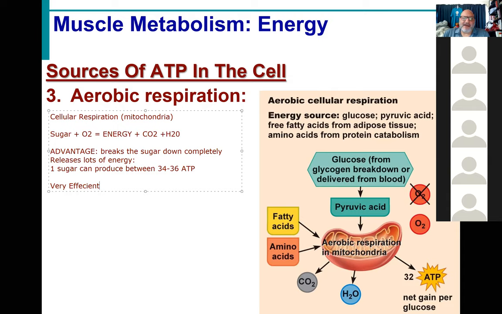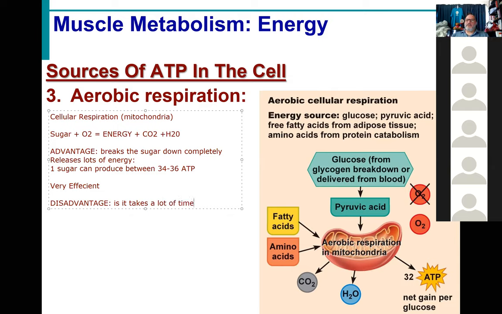Excellent. How long can you stand for again? A long time, excellent. How long can you sprint for? Not very long. Exactly. And that's the problem with this process. While the advantage is that it is very, very efficient, the disadvantage is it takes a lot of time.